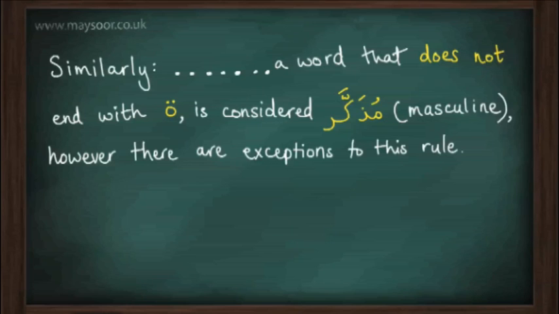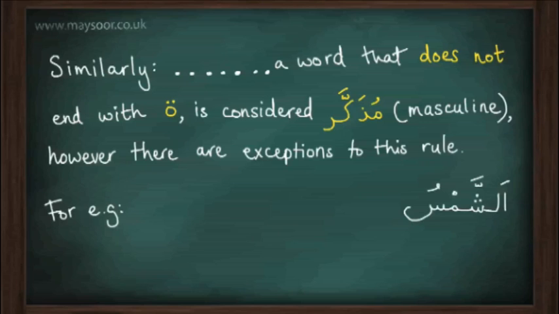Similarly, a word that does not end with at-ta'ul marbuta is considered mudhakkar, masculine. However, there are exceptions to this rule. For example, the word ash-shamsu in Arabic means the sun, although this word does not end with at-ta'ul marbuta, and there is no sign or indication that it's a feminine noun. It is in fact a feminine noun.